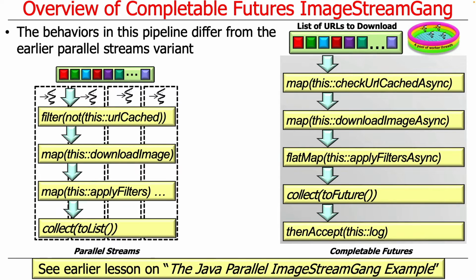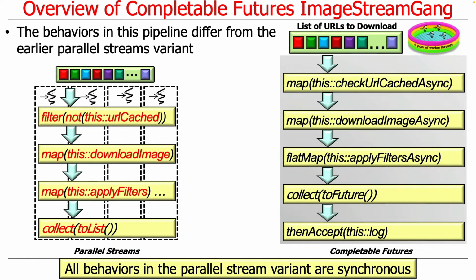Now, we talked about the parallel streams version earlier, and I want to compare and contrast them briefly so you can see them side by side. The parallel streams version used parallel streams, hence the name. But the thing to note here is that all the operations that are done in the parallel streams version are all synchronous. So we check to see whether the images are cached synchronously. If they are not cached, we download them synchronously. Once we download them, we apply filters to them synchronously, and so on.